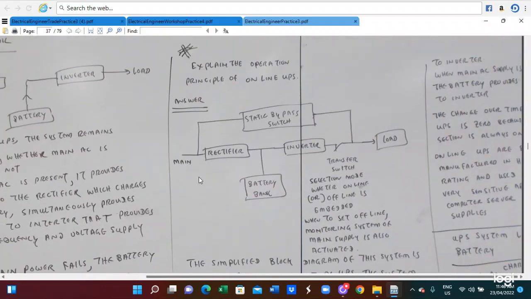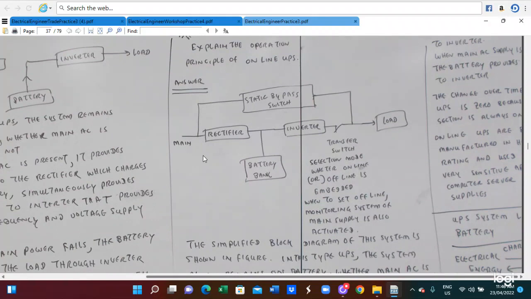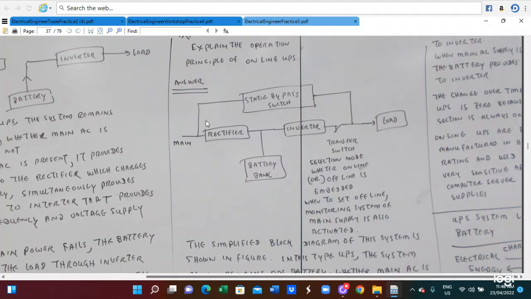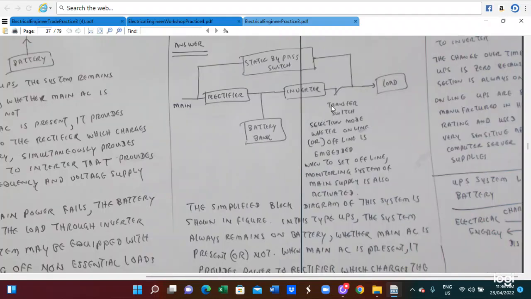So this is the connection of the UPS system. We also have to explain the principle of operation of the online UPS. This is the diagram of the online UPS system: main power, rectifier, battery bank, inverter, load, and static bypass switch. The transfer switch is connected to the selection mode. When online or offline is selected, that kind of selection is included.